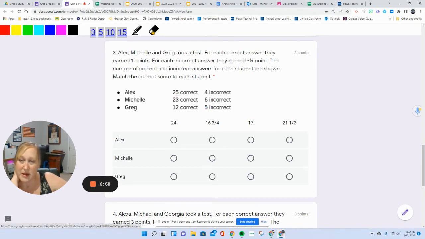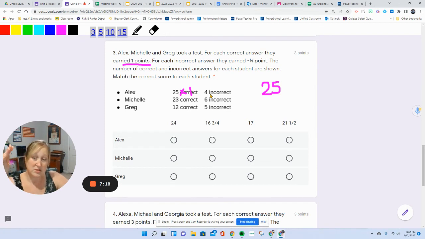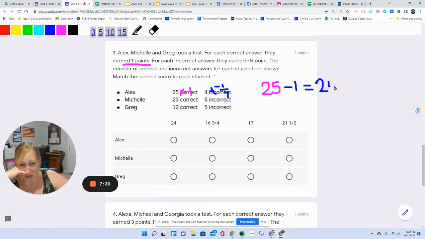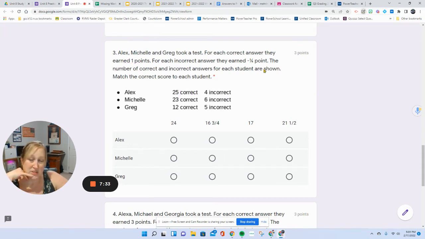Okay, you should be coming back about right now. It's the same situation. They earned 1 point for each correct answer, so 25 times 1. Alex got 25 points, but he's going to lose 1/4 of each. So 1/4 of 4 means 4 divided by 4. If I am multiplying by 1/4, 1/4 of 4 is 1, but it's negative. So therefore our answer will be 24. So Alex got 24.